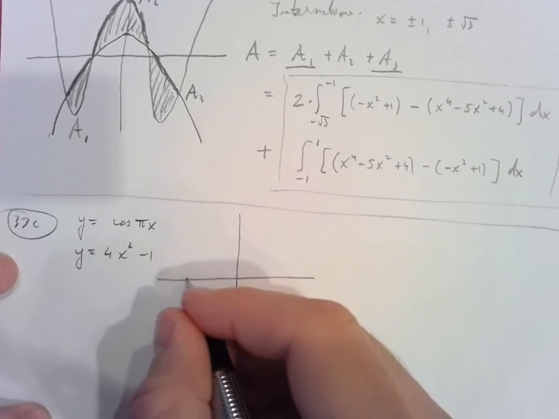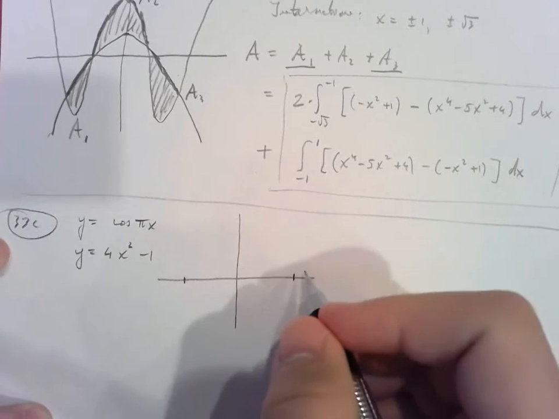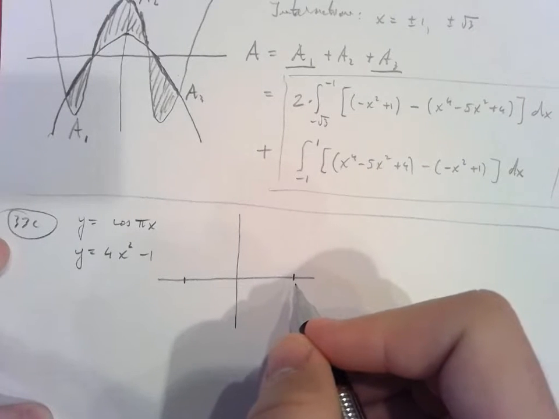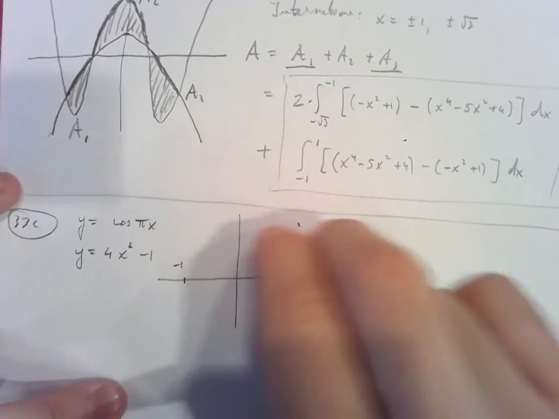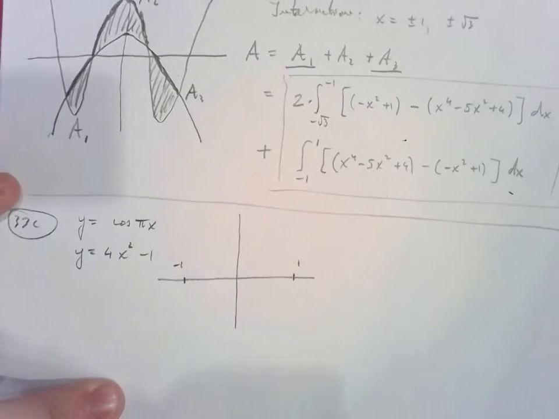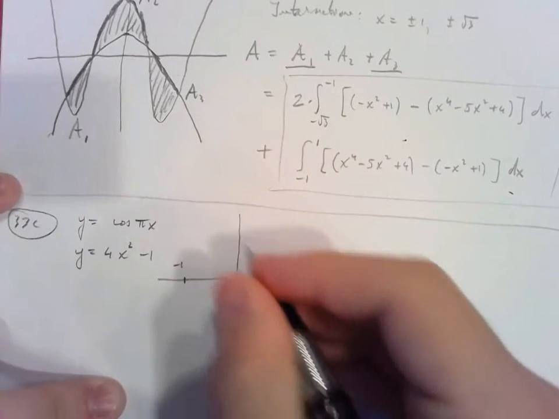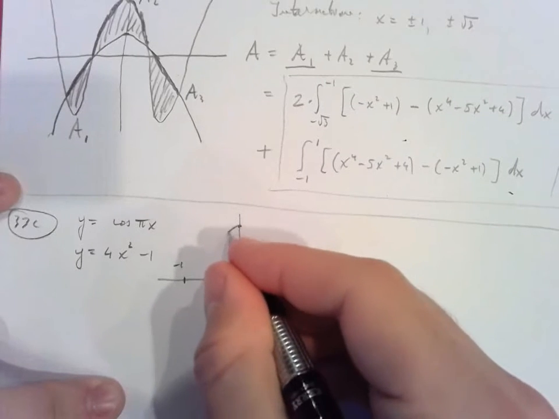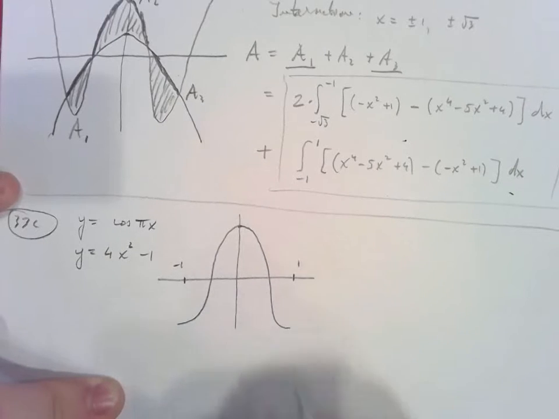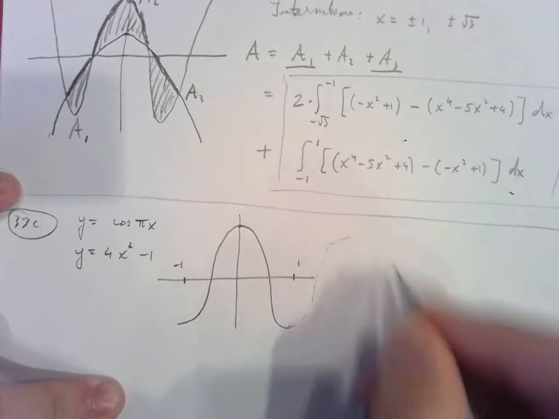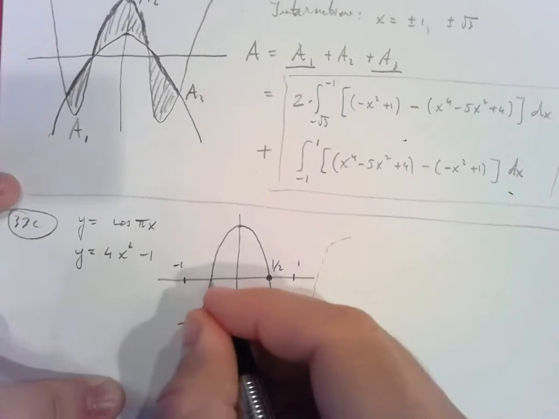Cosine of pi x is going to look just like cosine of x, but instead of having zeros at pi over 2 and so on, it'll simply have zeros at the integers. So this is what the graph is going to look like. I'm still up at 1. That's the cosine part. Right, and then it will just continue. So the zero here is at x equals a half and x equals negative a half.